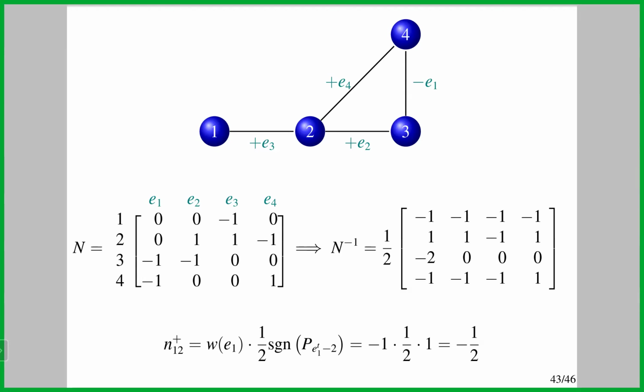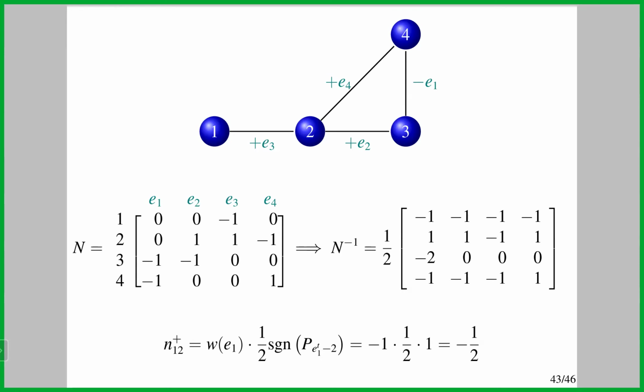Now if you look at the one true entry, I choose this incidence matrix. This is just one choice of several choices of incidence matrices. So if you look at the 1, 2 entry of the N inverse, it is going to be -1/2. But why is that true? Because you have to look at the weight of edge E1. E1 has both -1. If you look at edge 1, the first column of N, both are -1. So the weight of E1 is -1.